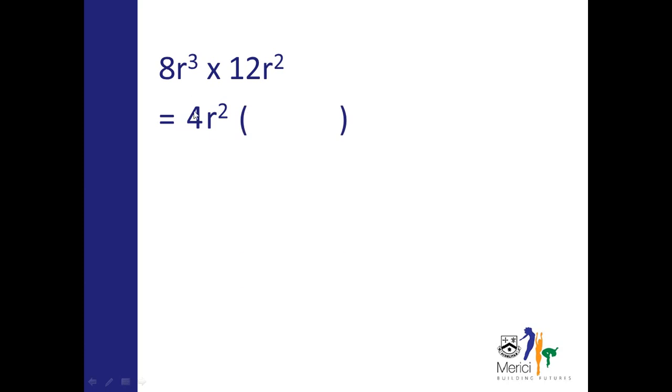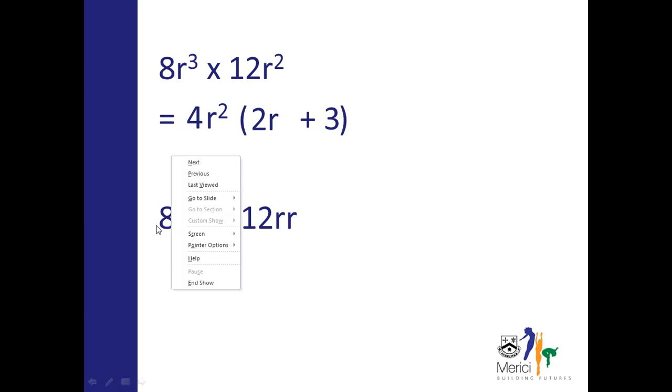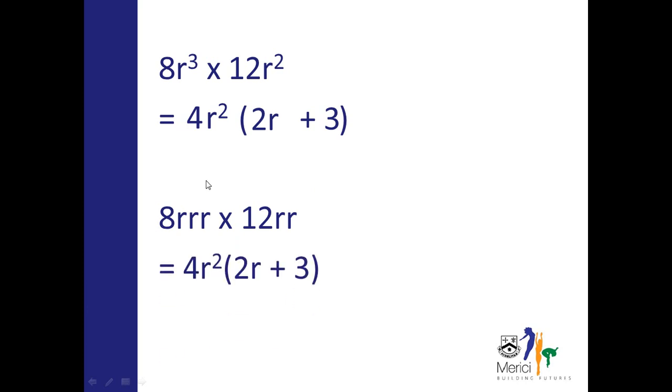What do I need to multiply this by here to get 8r cubed? 2r. And then what I need to multiply this by to get this, I just get 3. So the other way of looking at it: the 4 bit's easier. rr goes into both of them, but we've still got to get it up to 8r, so a little bit more gets added on, and then if I multiply this by 3 I'll get this, so the answers are the same.